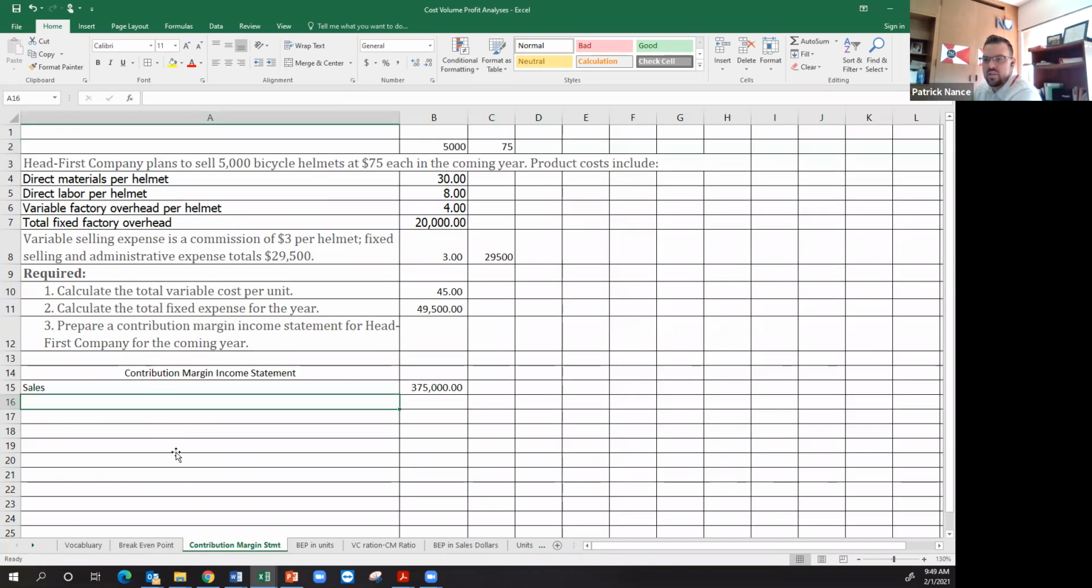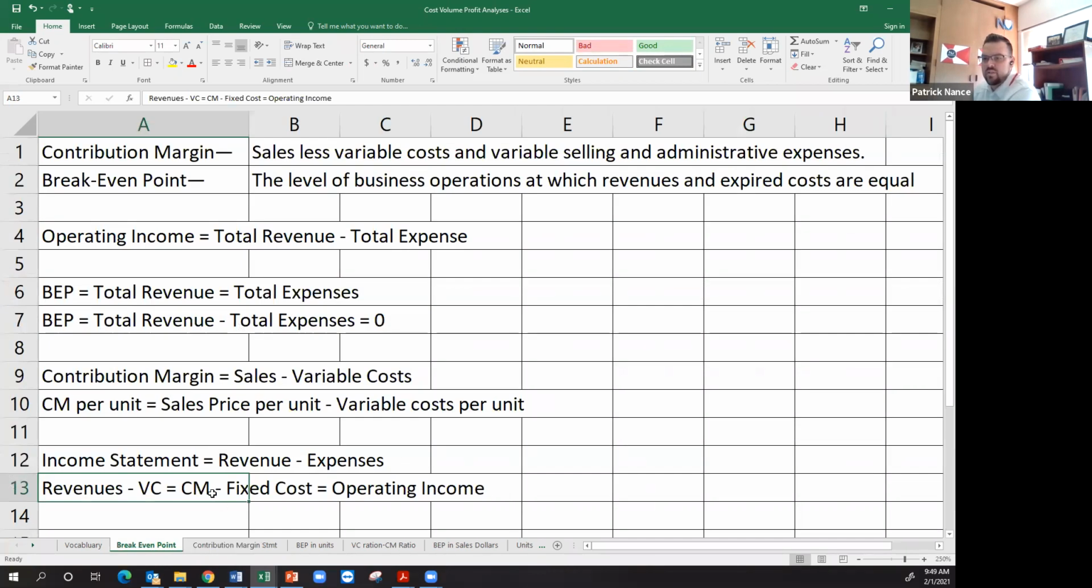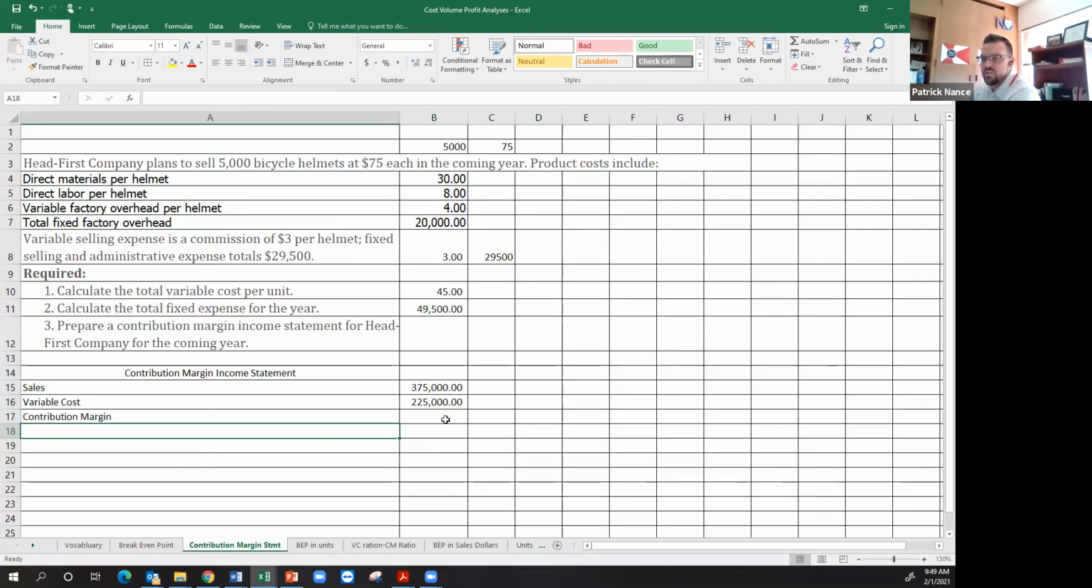Next, since this is a contribution margin statement, I've got my revenues, and now I need to take out my variable cost. I don't have a variable cost in total, but I do have a total per unit. My variable cost per unit is 45. Since I'm selling 5,000 units, I can just take the 5,000 units times the $45 per unit to get 225,000. Now, as a subtotal, I can find my contribution margin. I simply take my revenues minus my variable cost, which is $150,000. So there's my contribution margin.